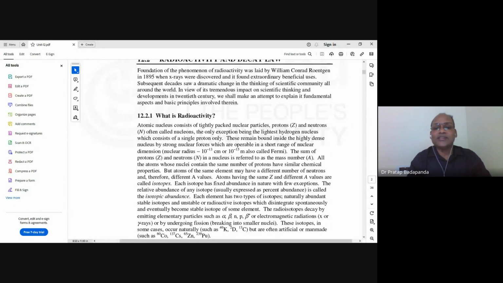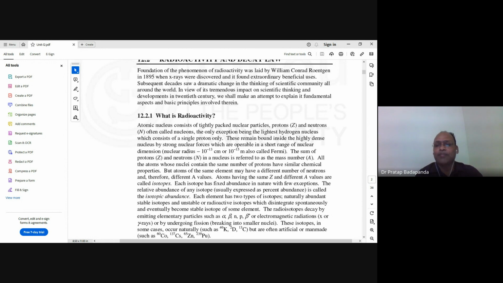The relative abundance of any isotope is called the isotopic abundance. Okay, so each element has two types of isotopes: naturally abundant stable isotopes and unstable radioactive isotopes. So see that now the thing is that each element has two types of isotopes. Okay, two types of isotopes. So one may be natural stable isotopes and one will be radioactive isotopes.